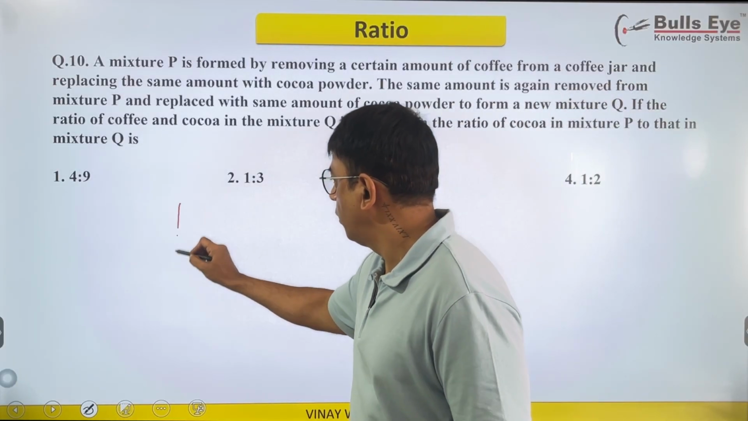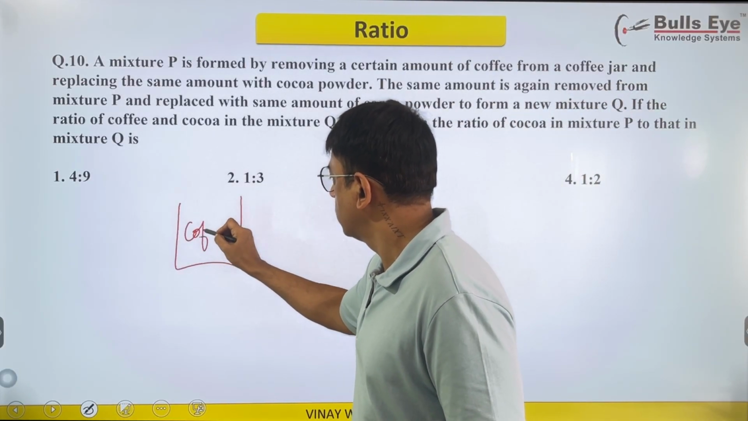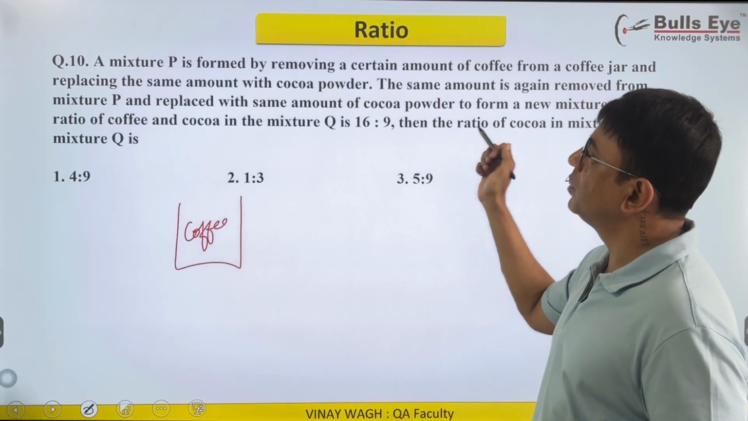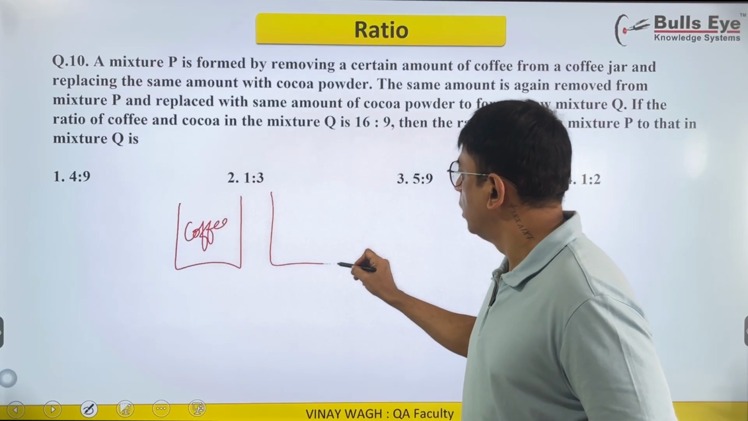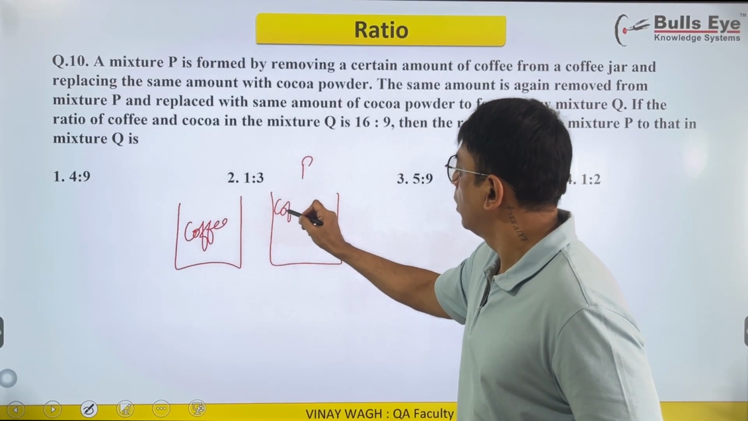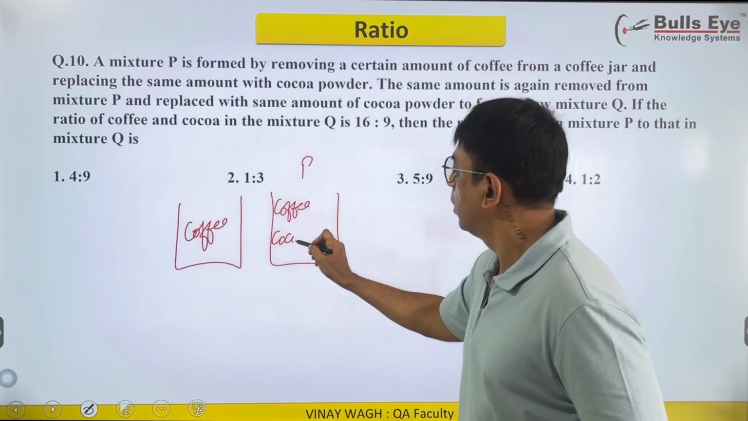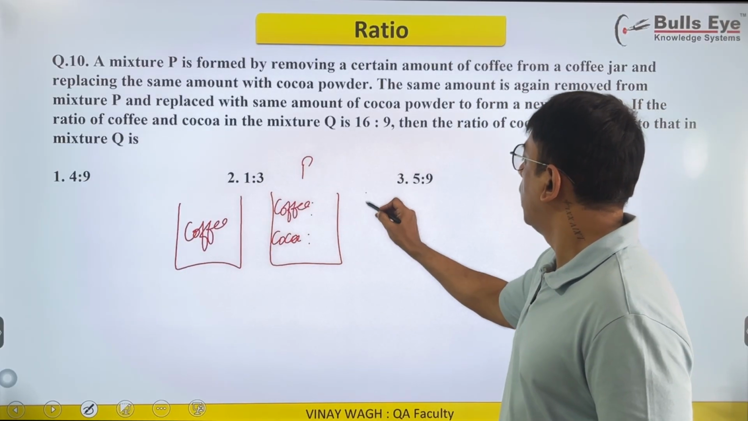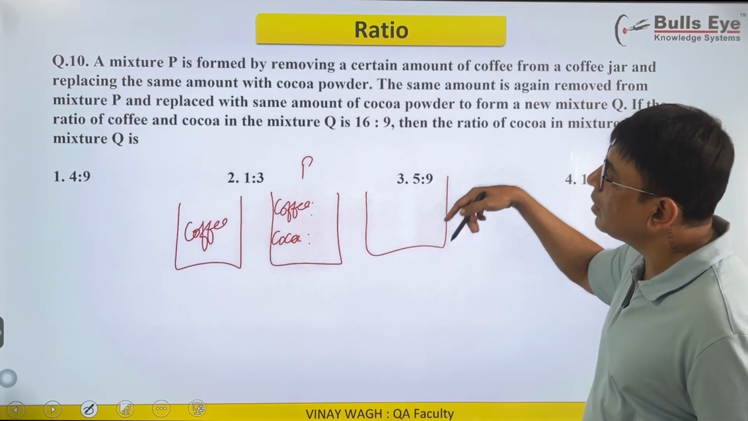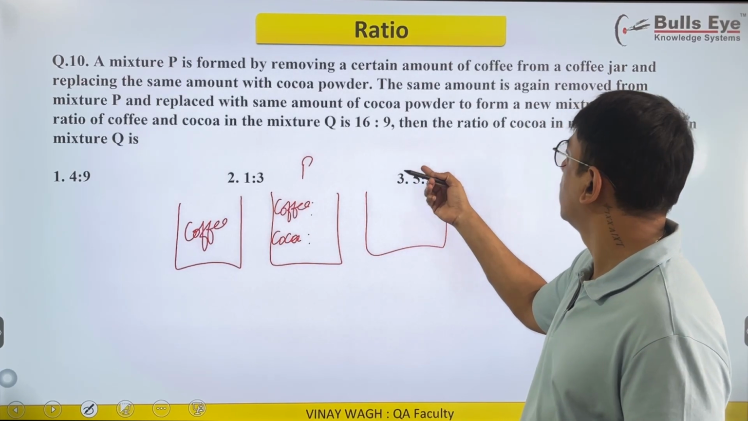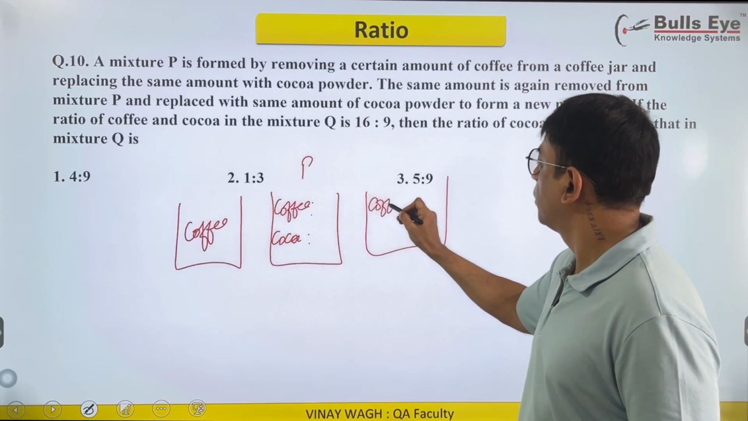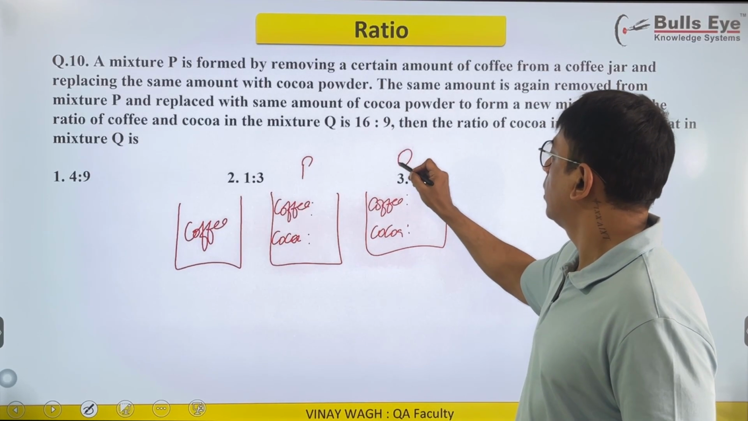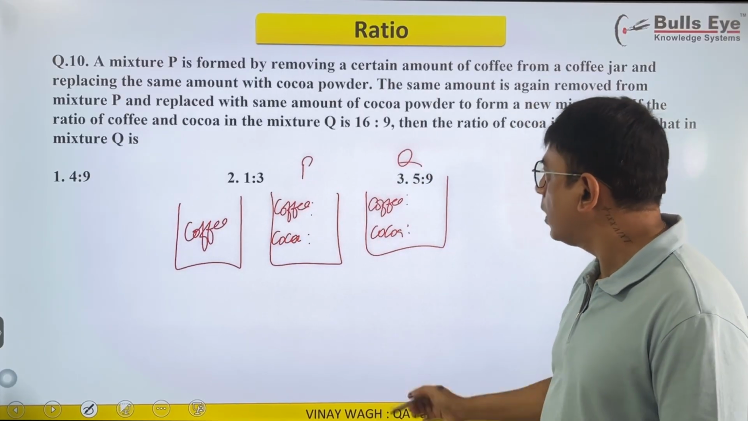So, the story is we've got coffee initially, right? Mixture P is formed by removing a certain amount of coffee from the coffee jar and replacing it with the same quantity of cocoa powder. So, this is P where you have coffee and cocoa. Something has gone out and it's got compensated by cocoa. And then Q is formed, the same amount is again removed from P and replaced, and then you get the combination in the form of Q. Okay. So what is the start?